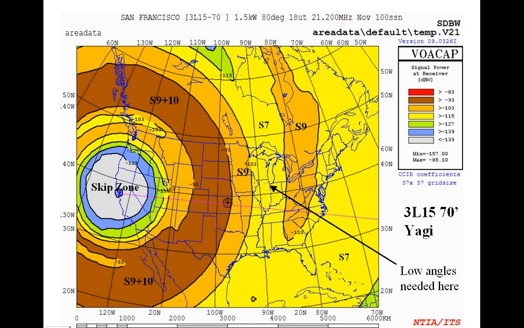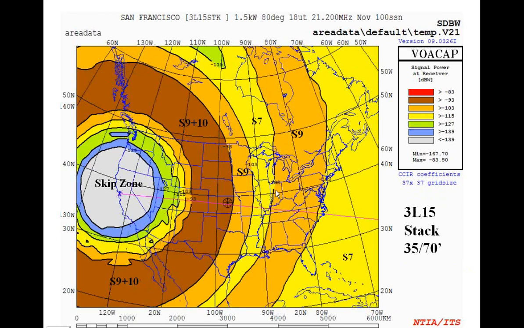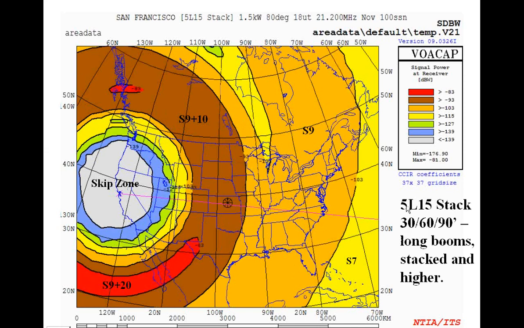So watch this. Okay, this is 35 foot high, 70 foot high. Let's stack them. Now I've got a little bit more gain. Now let's be radical. Let's do two things. We're going to go for a longer boom, and we're going to go for a higher stack. In this case, instead of 3-element Yagis, we're going to go to 5-element Yagis stacked at 30 foot, 60 foot, and 90 foot. For the Europeans, that would be 9 meters, 18 meters, and about 24 meters high. We're going to use longer booms to accommodate the 5 elements as opposed to 3 elements.